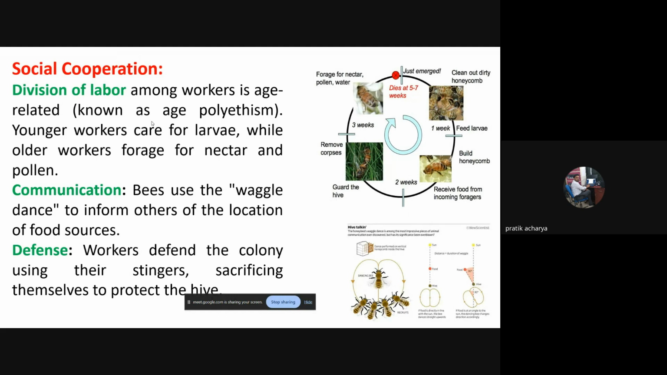And the next cooperation pattern is defense. Workers defend the colony using their stinger, sacrificing themselves to protect the hive. It means they fight with predators, they fight with other enemies, and they also sacrifice their life to protect their hive. That is a different kind of cooperation present in the honeybee colony.